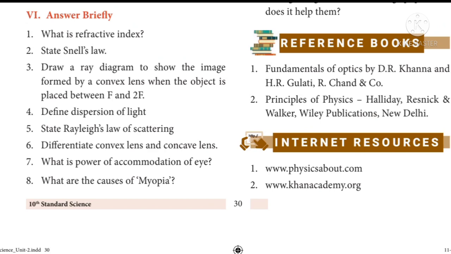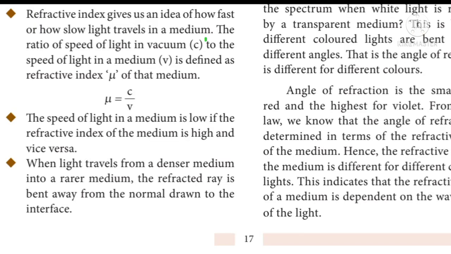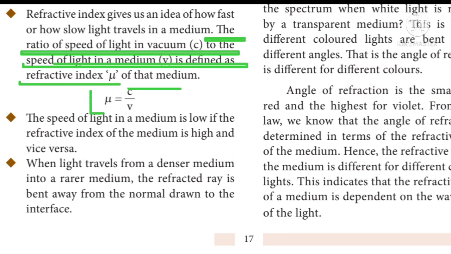Answer briefly. Question number 1, what is refractive index? The ratio of speed of light in vacuum to the speed of light in a medium is defined as refractive index mu of that medium. Mu is equal to c by v.